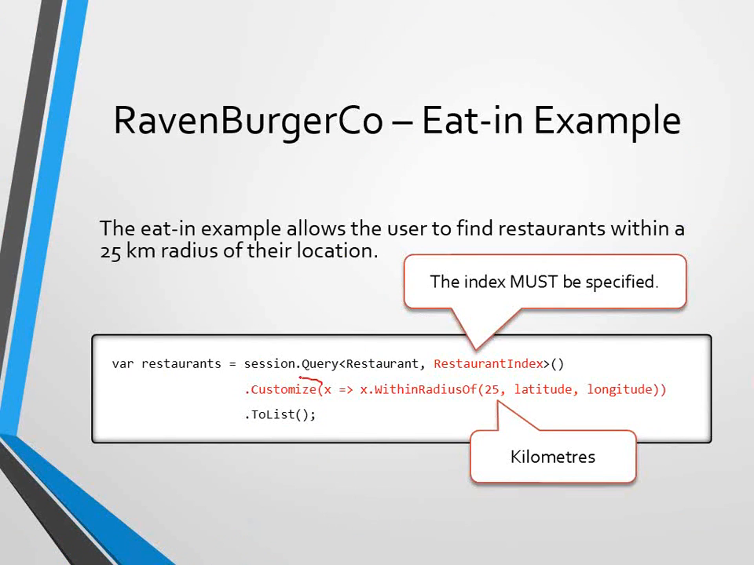We're using the customize method on the LINQ API, and then we're using a method called within radius of. We're passing in an argument of 25 kilometers, and then we're passing in the latitude and longitude that have come from the UI. One important thing to always remember when querying spatial is to always specify the index.